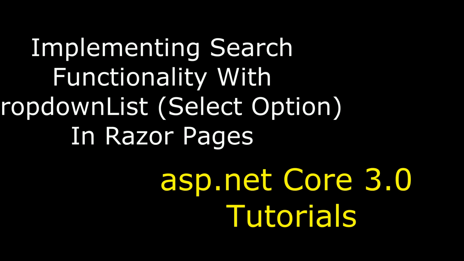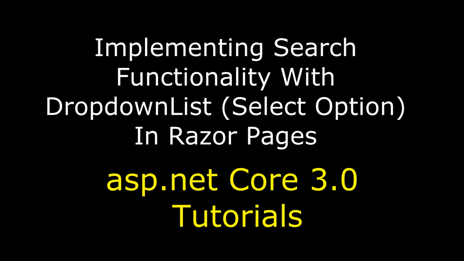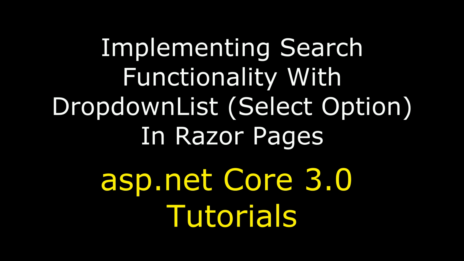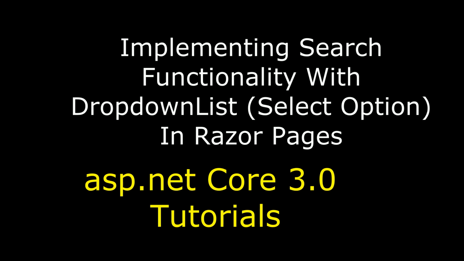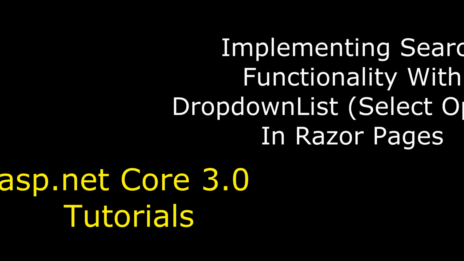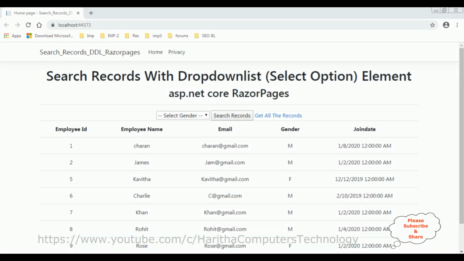This is Charan. In this video I will show you in an ASP.NET Core web application how to search records with the drop down list control, which is a select option element. And here we got the final output. Notice the header: Search records with the drop down list select option element in ASP.NET Core Razor pages.